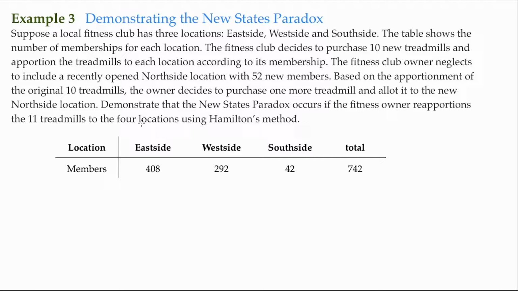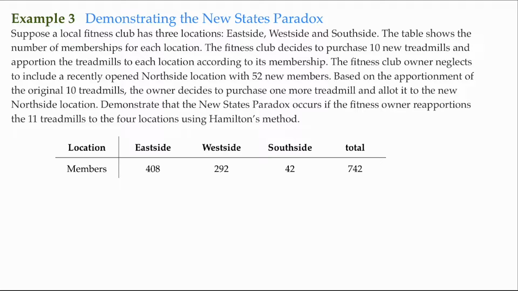So here are the locations. Our total membership is 742. The memberships are broken up into these subgroups, or locations, for these fitness clubs. The fitness club decides to purchase 10 new treadmills and apportion the treadmills to each location according to its membership. The fitness club owner neglects to include a recently opened North Side location with 52 new members.